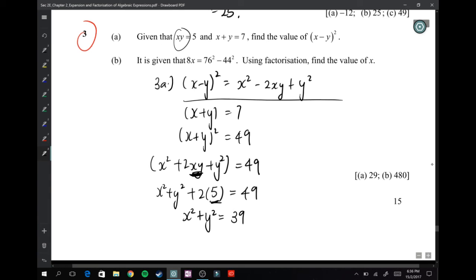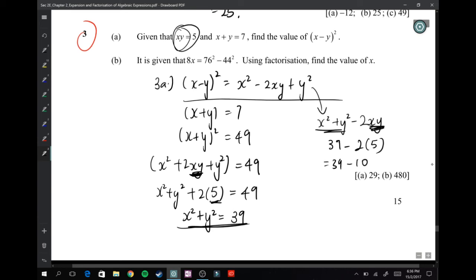Okay, so you have this. And then you look back at this equation now. This equation can then be rewritten as x squared plus y squared minus 2xy. x squared plus y squared, isn't it 39? So you get 39 minus 2xy. xy is here, so replace it with 5. You get 39 minus 10, you get 29.